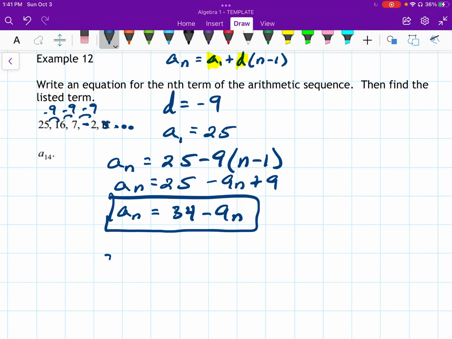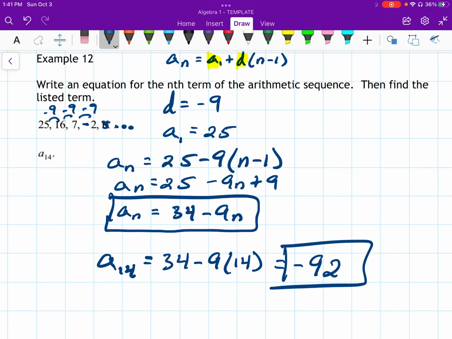Now we want to plug in for a sub 14. We'll have 34 minus 9 times 14, which should give us negative 92. So the 14th term is negative 92.